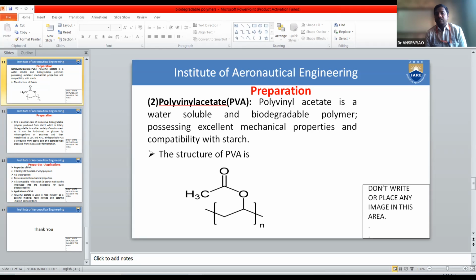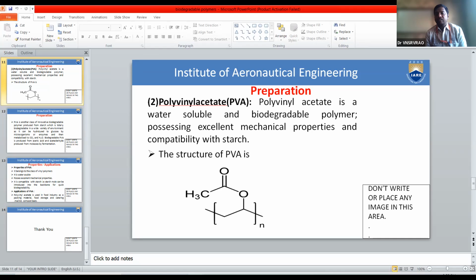This PVA is another class of innovative biodegradable polymers produced from starch, which is totally biodegradable in a wide variety of environments, as it can be hydrolyzed to glucose by microorganisms or enzymes, and then metabolized to carbon dioxide and water. This biodegradable polyvinyl acetate is initially produced from two reactants: one is a carboxylic acid, acetic acid, and the second is acetaldehyde, produced from molasses by the fermentation process. Fermentation is nothing but the conversion of milk into curd by enzymatic action, that is, bacteria.